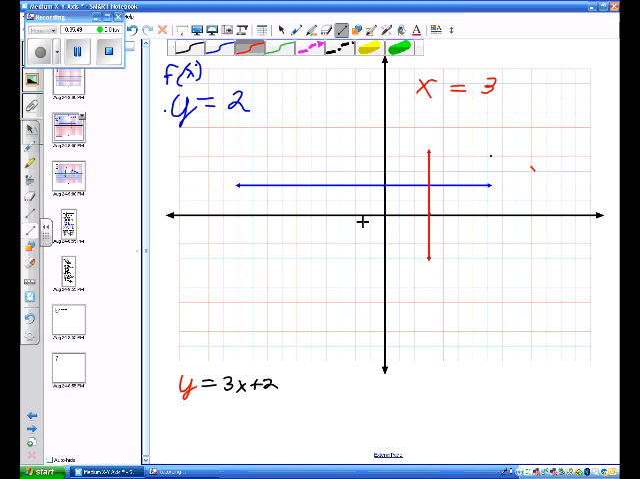Okay, we're going to also look at what we call the general form, but we're going to do that in the next lesson. And we're also then going to look at graphing using our x and y intercepts.